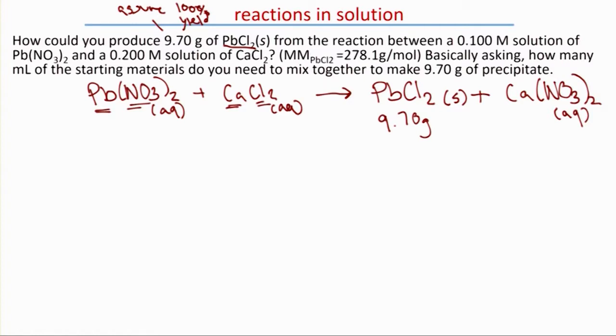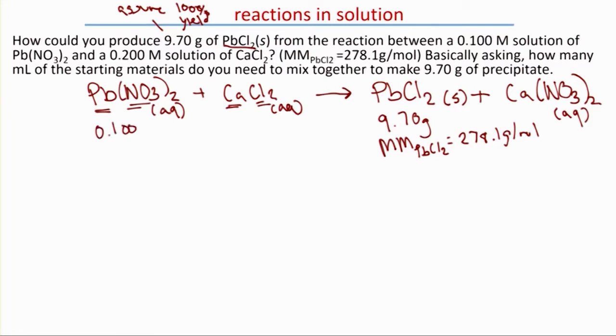All right. Whew. We are given a couple things here. We are given the molar mass. So molar mass of the PbCl2, and that's 278.1 grams per mole. And we are also told that we have a certain concentration of the lead II nitrate and the calcium chloride.